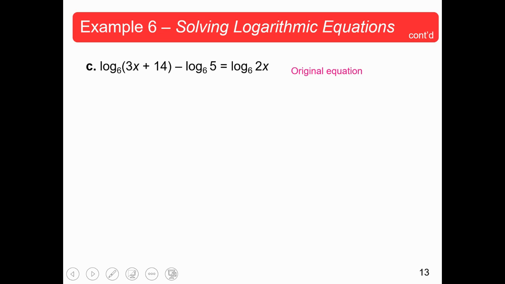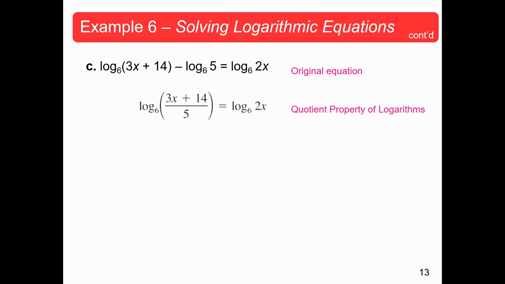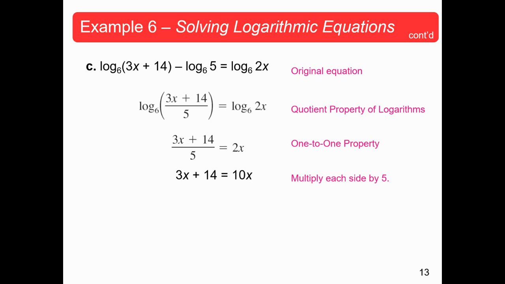On this last one, we have 3 terms, but they all 3 have log base 6. So we're going to use some of the properties that we learned from 5.3. First of all, because this is a minus sign, we know that we can put them together as a division. So we're going to say log base 6 equals 3x plus 14 over 5. Now we have 2 terms. We can use the one-to-one property, and we can say 3x plus 14 over 5 equals 2x. Multiply both sides by 5 and solve for x. We get x equals 2.